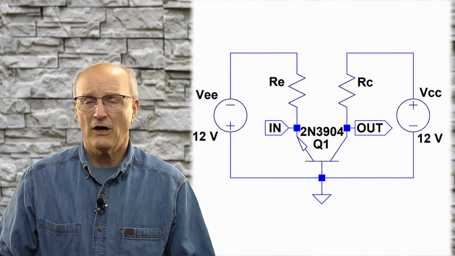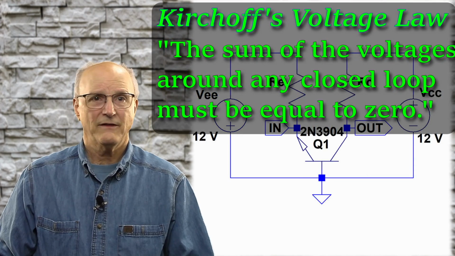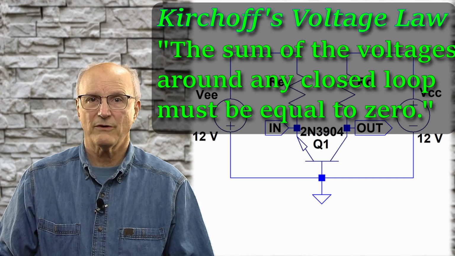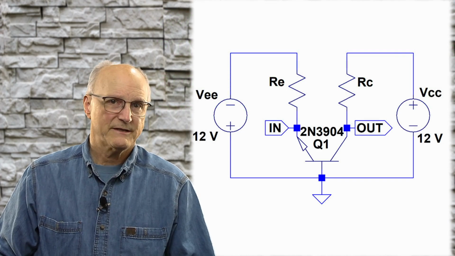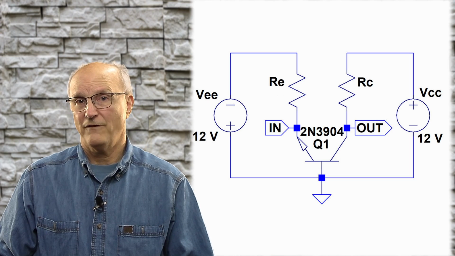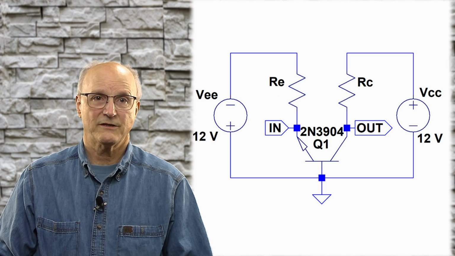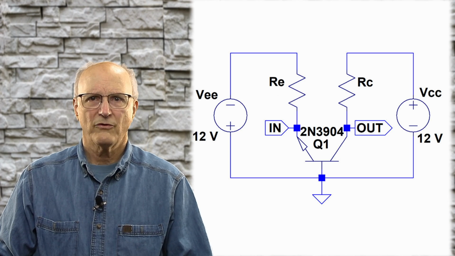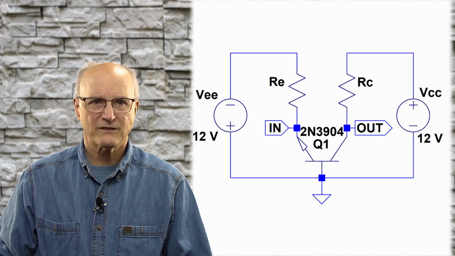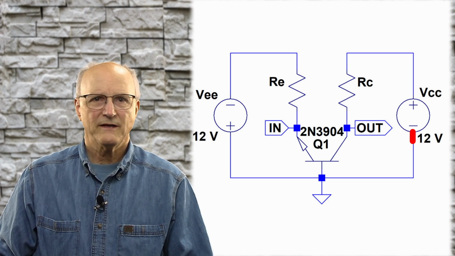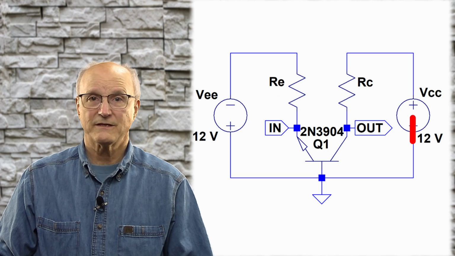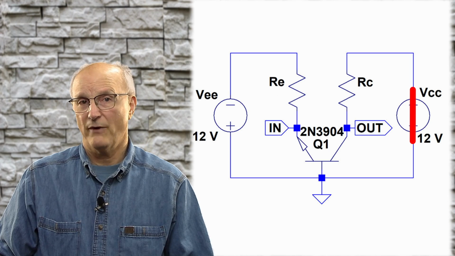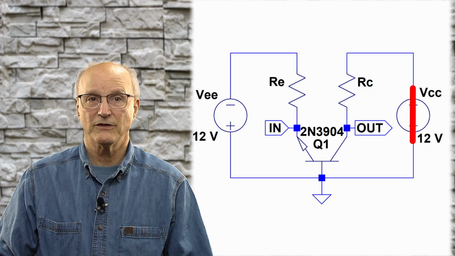We use Kirchhoff's voltage law, which states that the sum of the voltages around any closed loop must be equal to 0. Because the base is connected to ground, and our definition is that the output, which is the collector voltage, is supposed to be 6 volts, we can work through Kirchhoff's voltage equation in this way. We start at the negative side of the power supply, VCC. We move up in potential to the power supply rail.